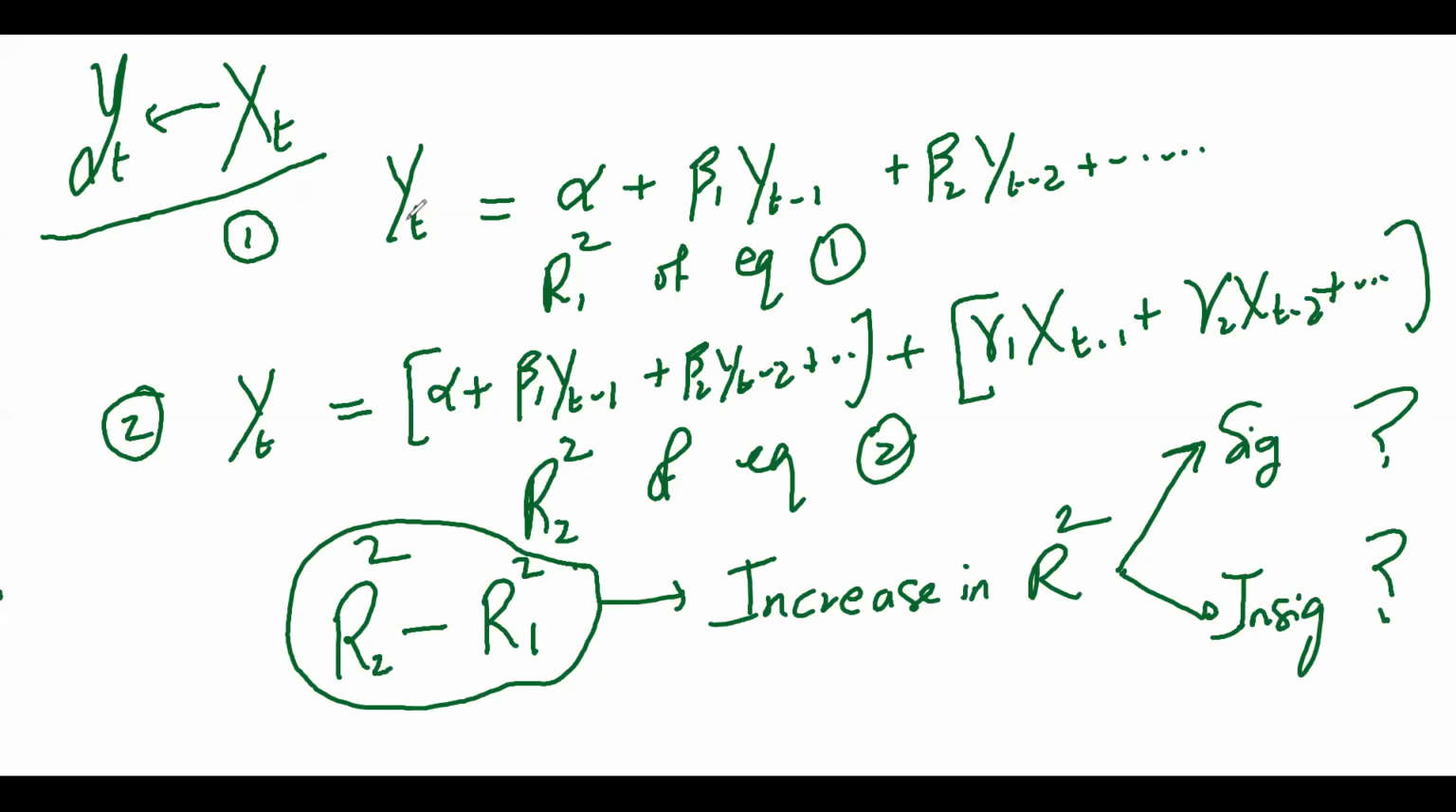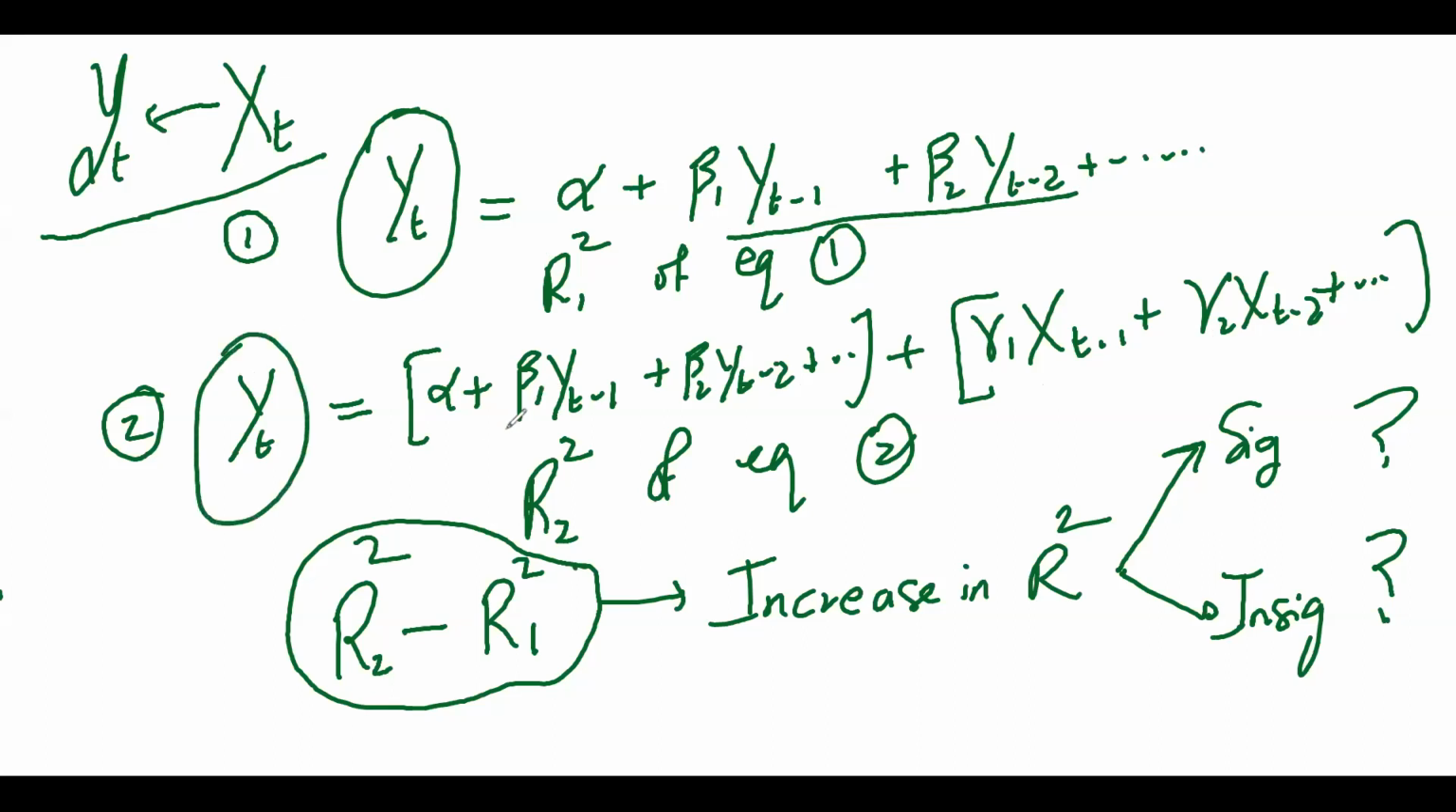Okay, the second equation indicates that yt not only depends upon its own previous values, but is also influenced by the past values of a second variable. Just see the two equations. In the first equation, we say that yt is only predicted by past values of y. In the second equation, we are saying that yt is predicted not only by its own past values, but also by the past values of x, right? So there are two equations.